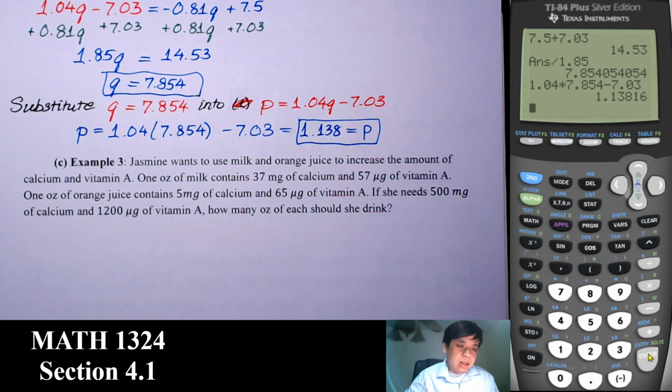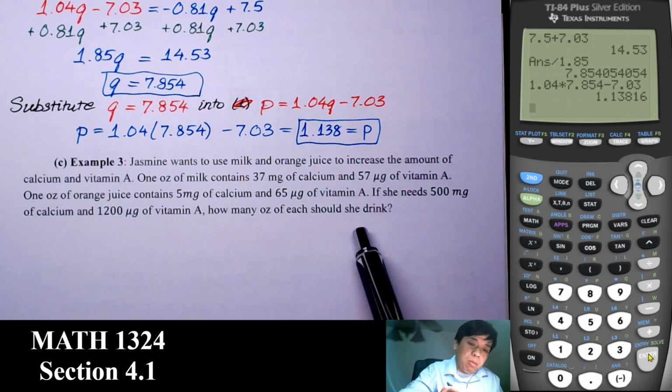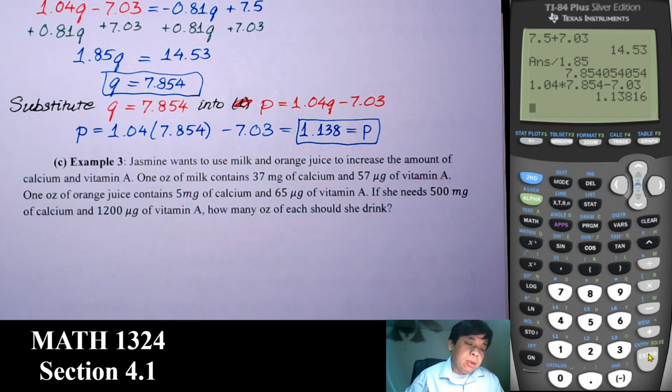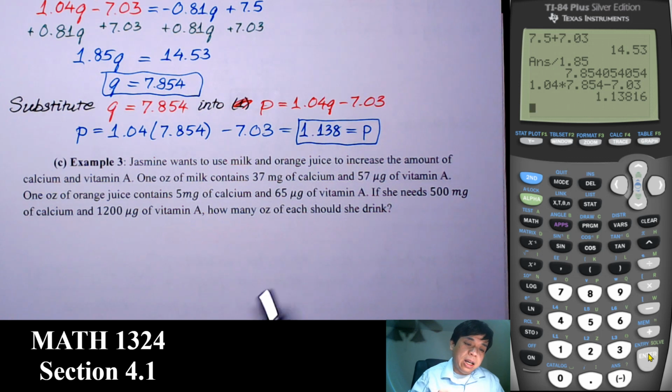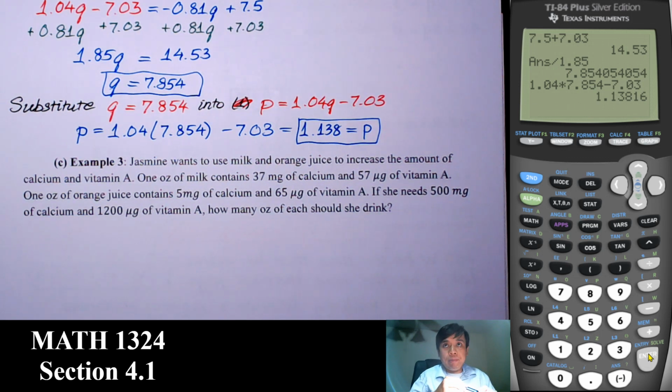Next, Jasmine wants to use milk and orange juice to increase the amount of calcium and vitamin A. 1 ounce of milk has 37 milligrams of calcium and 57 micrograms of vitamin A, and 1 ounce of orange juice has the amounts shown. You can read the problem. Now, if you need 500 milligrams of calcium and that much vitamin A, how many ounces of each should she drink?